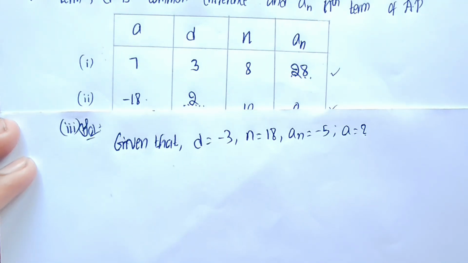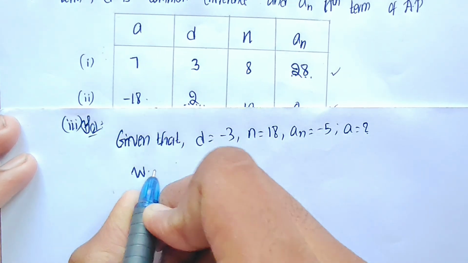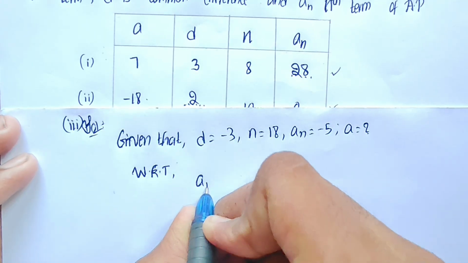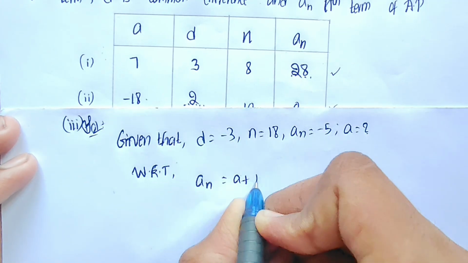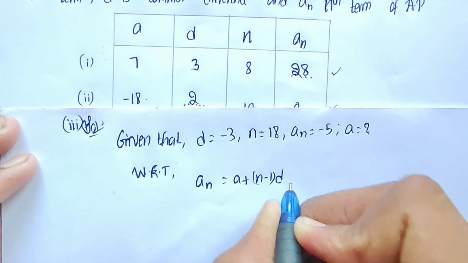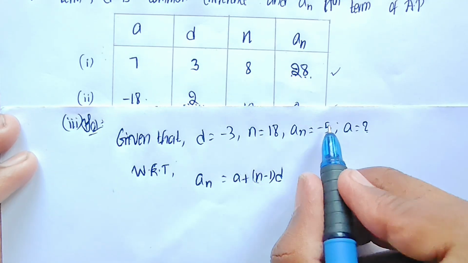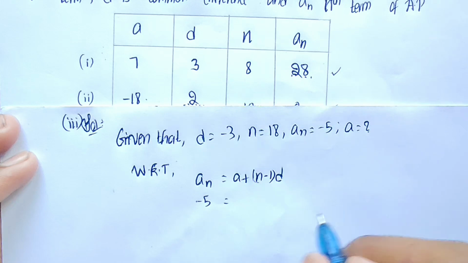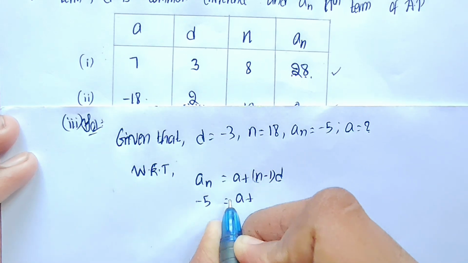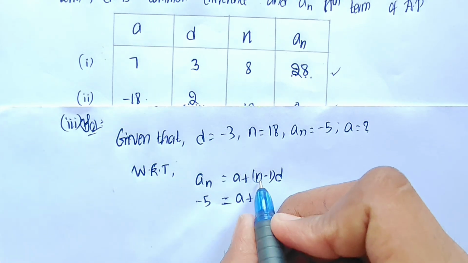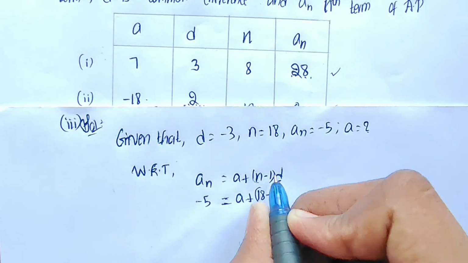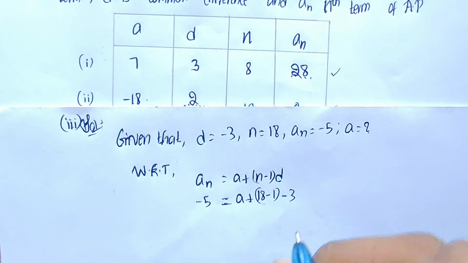So we know the formula of a_n is equal to a plus (n minus 1) into d. The value of a_n he gave is minus 5, equal to, the value of a is, he asked to find out, a plus, the value of n is 18, minus 1, into, the value of d is minus 3.